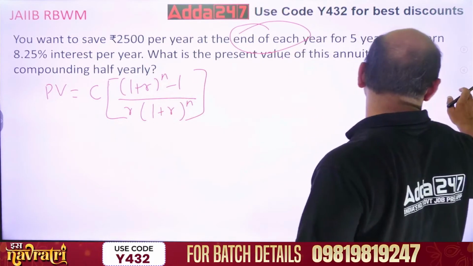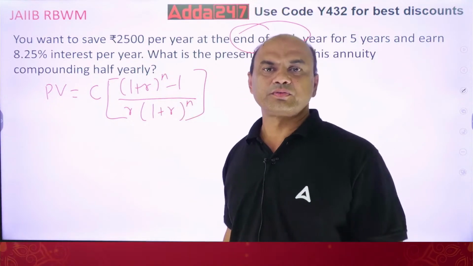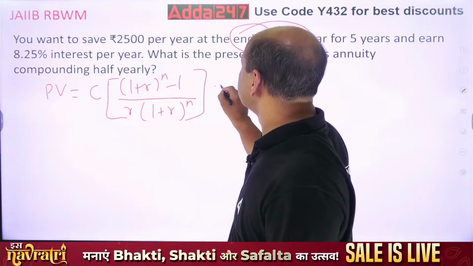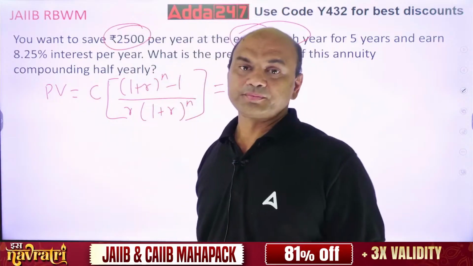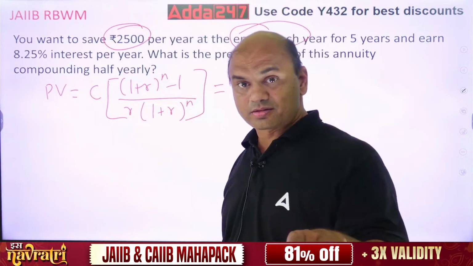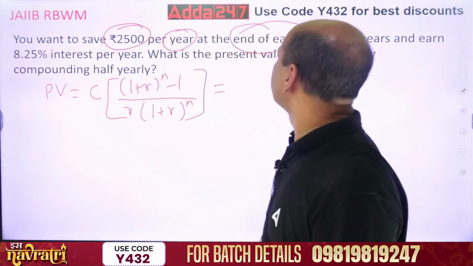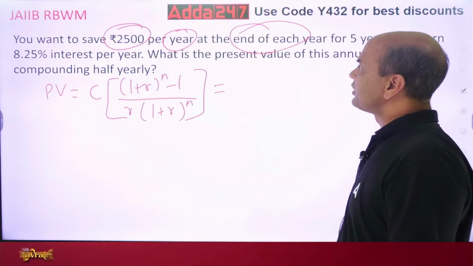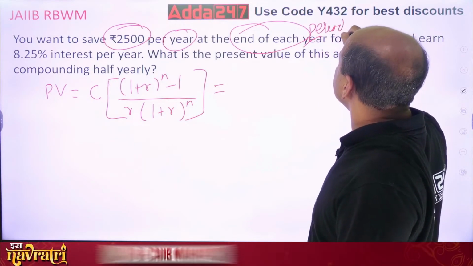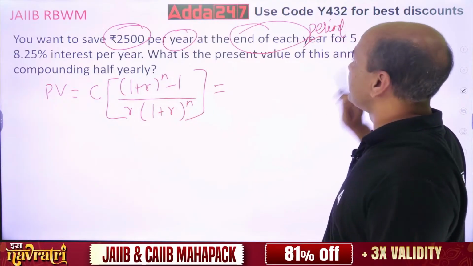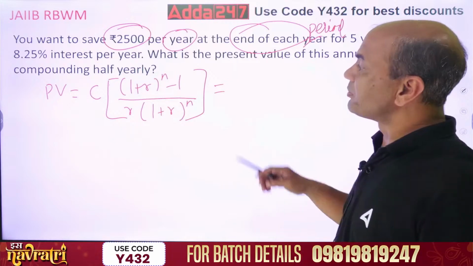So let's move on. So now find the answer. What is the answer for this? C into what is C? You want to save 2500 per year. Now 2500 is per year. Pay attention. Per year at the end of each year. Or each period you can call it now. At the end of each period, for 5 years at interest 8.25. What is the present value if compounding half yearly?